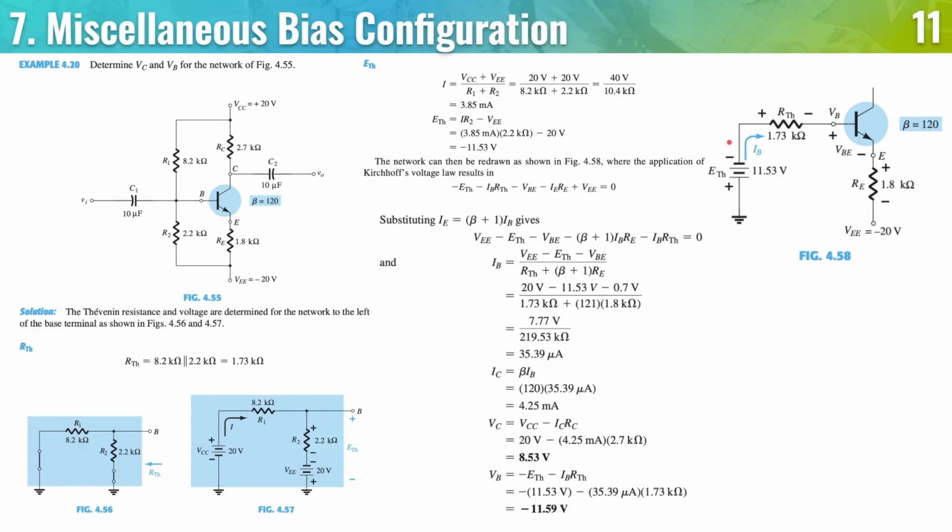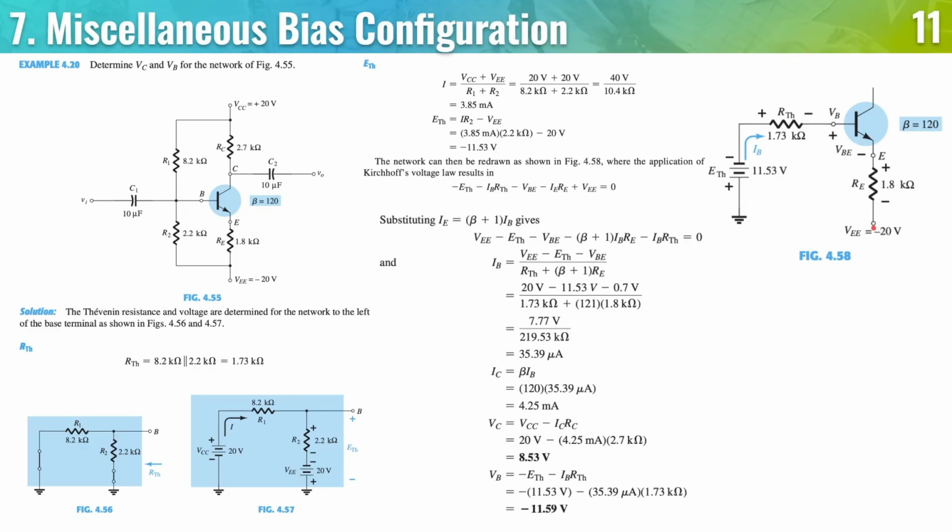So we start with a negative voltage source minus a voltage drop across RTH, minus a voltage drop across VBE, minus a voltage drop across IERE, plus a voltage source of VEE. Or, if you prefer, you can go this way.